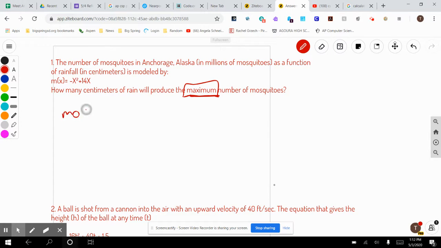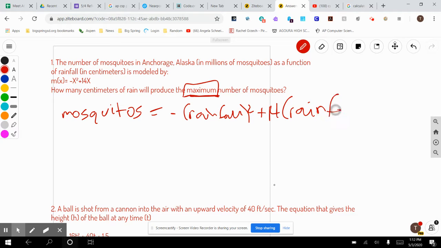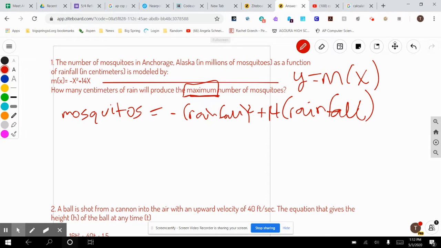So basically what this is saying is mosquitoes equals rainfall times rainfall. So the x is the rainfall, and the m of x, which is really just a fancy way to write y equals. Those two things are the same. The y is the actual mosquitoes. So when we do the negative b over 2a, that gives us our x coordinate. That's how much rainfall, and that's what we're looking for in this case.